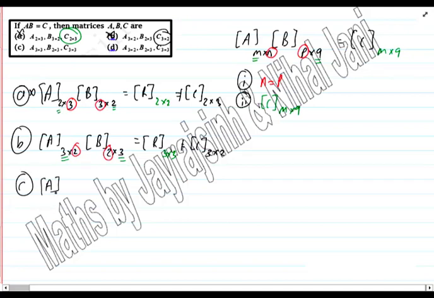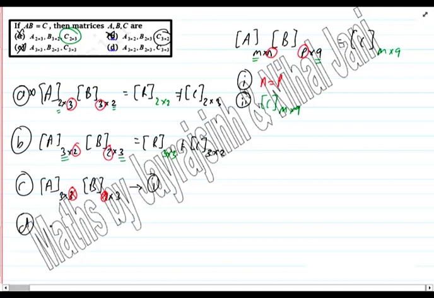A has an order of 3 cross 3 and B has an order of 2 cross 3. So 2 is not equal to 3, so it does not satisfy the first condition. So option C is also a wrong one.